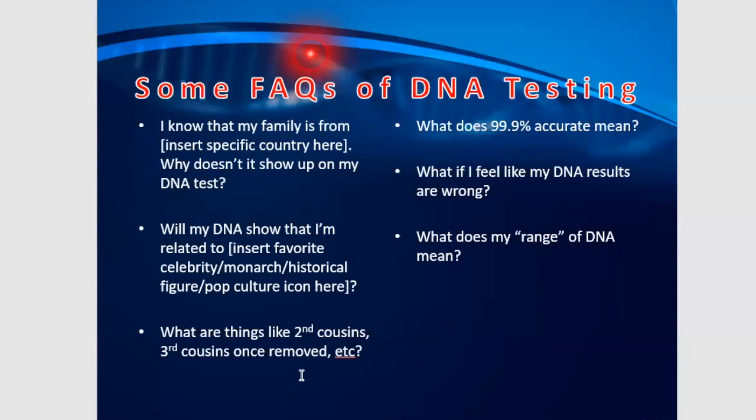What are things like second cousins, third cousins once removed, etc.? We're going to get into this a little bit better in a minute so that you can understand your matches a little bit better. But the rule of thumb that I want everybody to keep in mind is that distance goes out and away along your same generational line. Removed goes up and down to different generations.